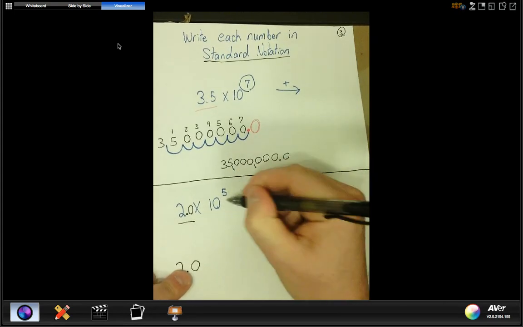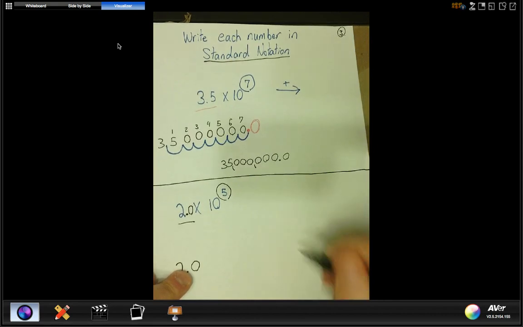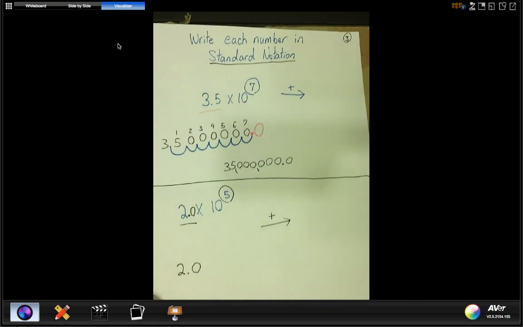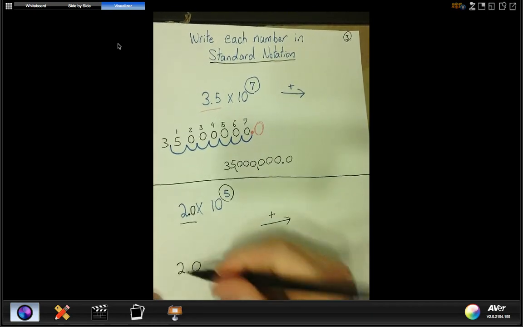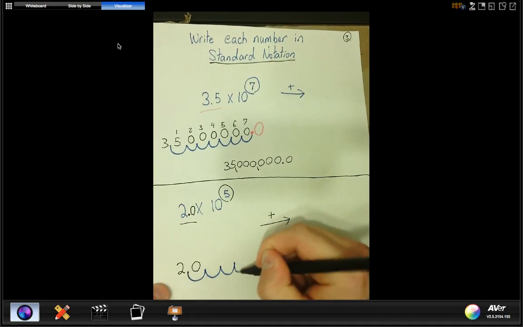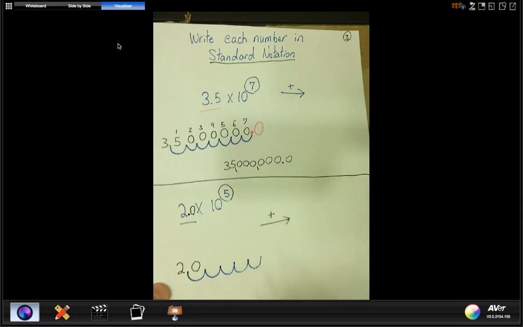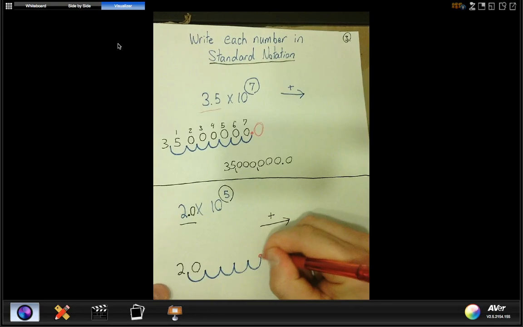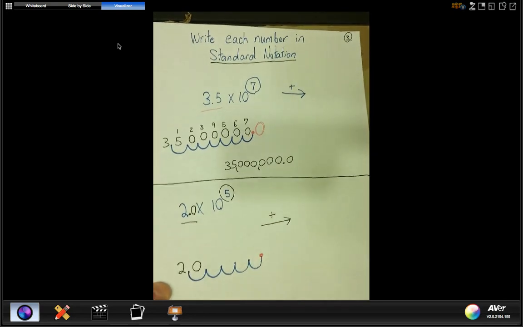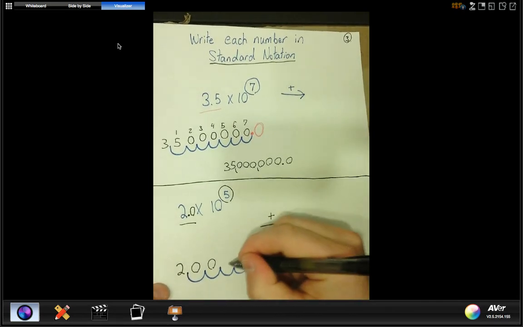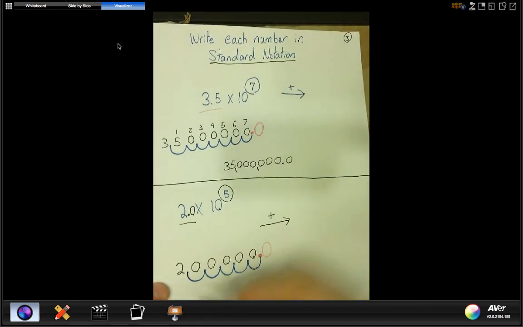I see 10 to the 5th power. It's positive, so I know I'm going to go right. Let's move that decimal point. I've got 1, 2, 3, 4, and 5. Just like I did before, I'm going to put the new decimal point right at the end of the loops. I'm going to throw a 0 on there for good posture, and I'm going to fill in my holes. We got 1, 2, 3, 4.